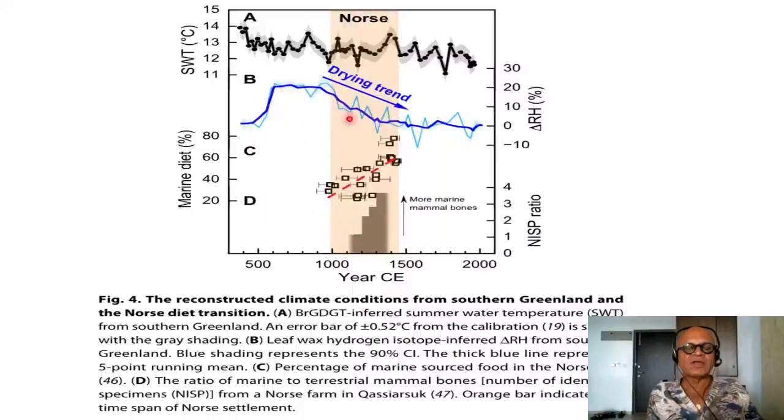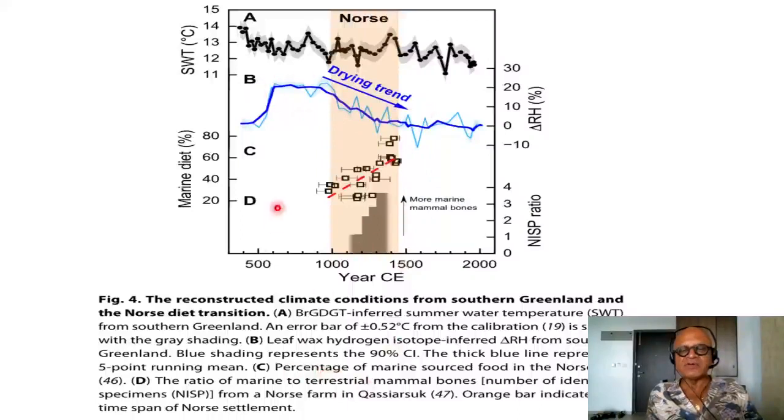So we had already passed the peak medieval climate warm period by the 10th century, and we were getting into the Little Ice Age by the 11th and 12th centuries. Leaf wax hydrogen isotope inferred relative humidity changes from southern Greenland show the drying trend here. Blue shading represents the 90% confidence interval. The thick blue line represents the 5-point running mean.